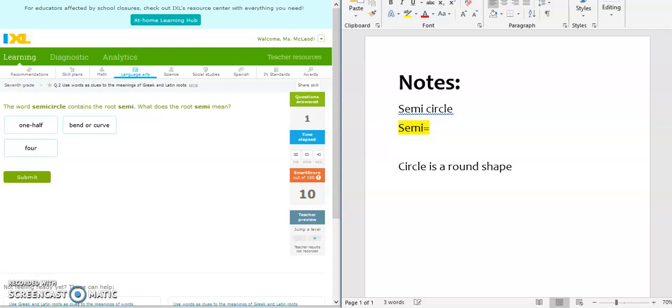So what is a semicircle? Well, let's look at my options over here. I have 1/2, bend or curve, or 4. Well, a circle is a round shape. I don't think semicircle is 4, because that'd be circles. So four would be like lots of circles.